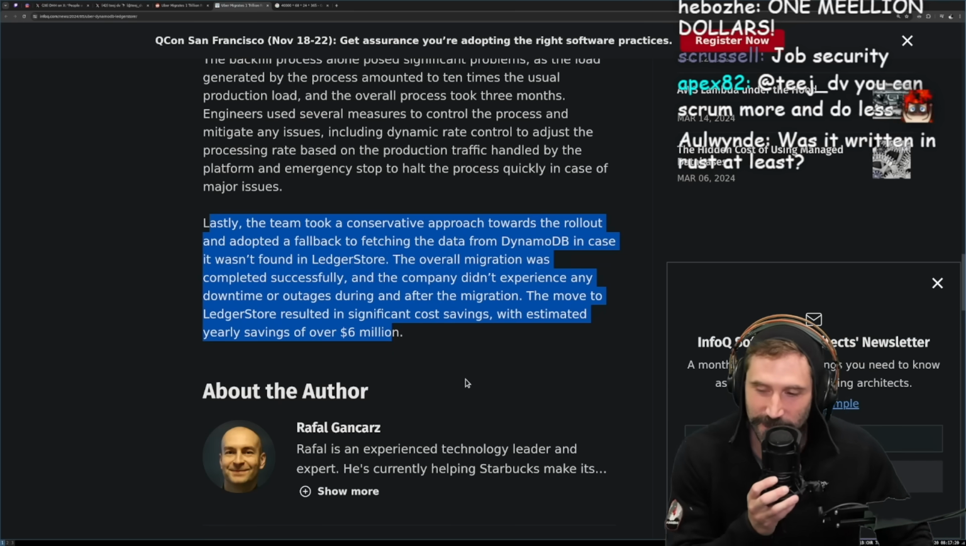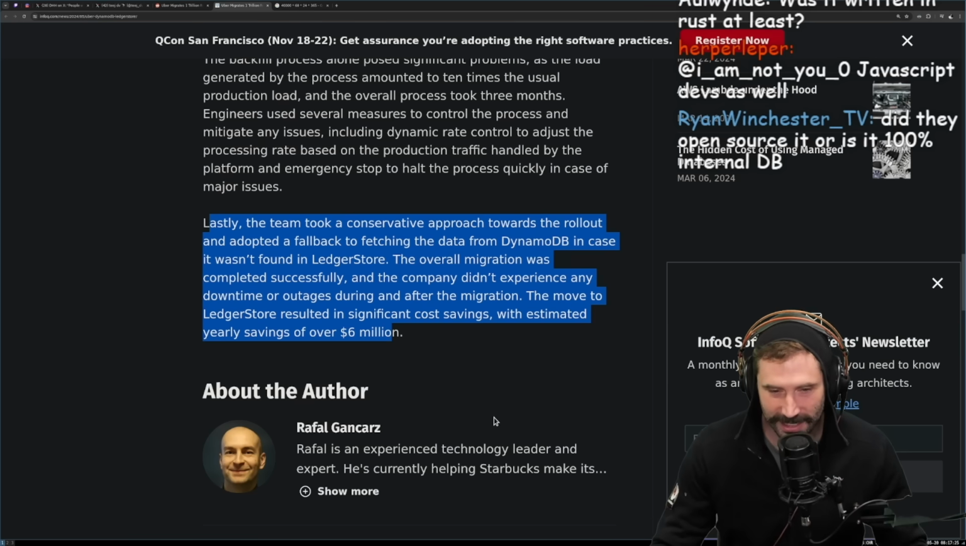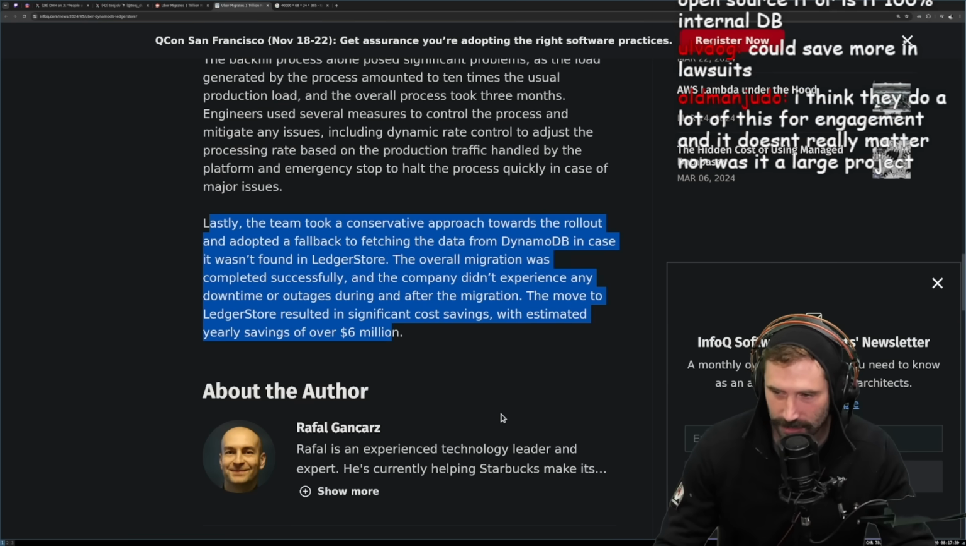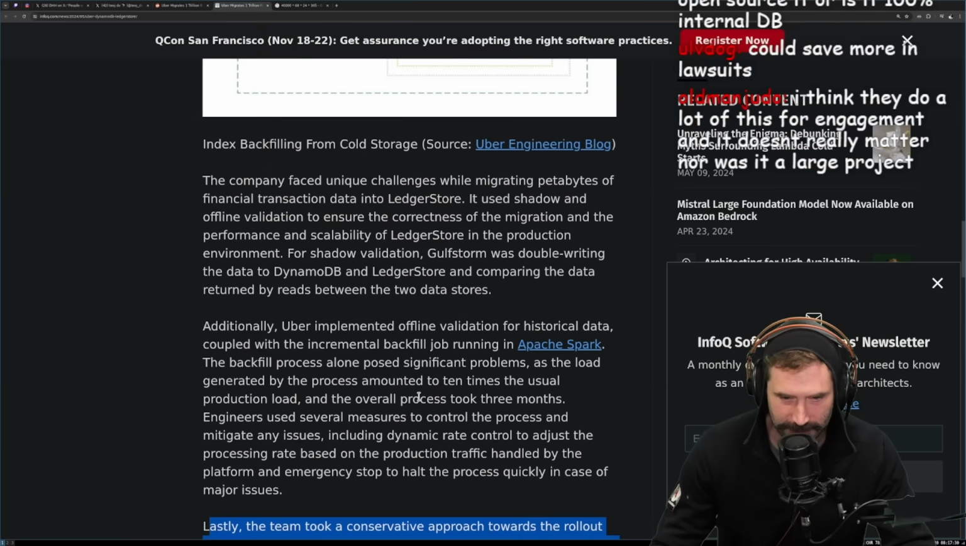Was it written in Rust, at least? It was written in Ruby. That's my guess. Did they open source it, or is it 100% internal DB? My guess is it's 100% internal DB as of right now, because there's no open source mentioning here.